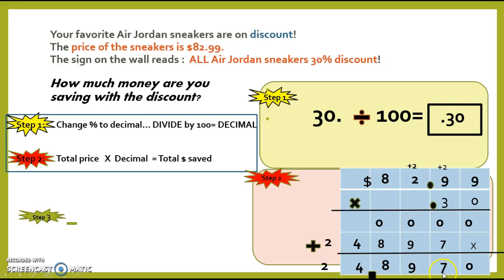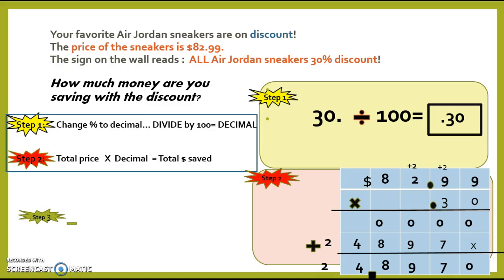And in this case, remember, since it's money, we're going to keep 2 numbers after the decimal for our change. Well, we have a 7 here. The 7's going to tell us to round up. So it's going to be $24.90. Just to throw another little step in here, you are saving $24.90, which is a great discount.